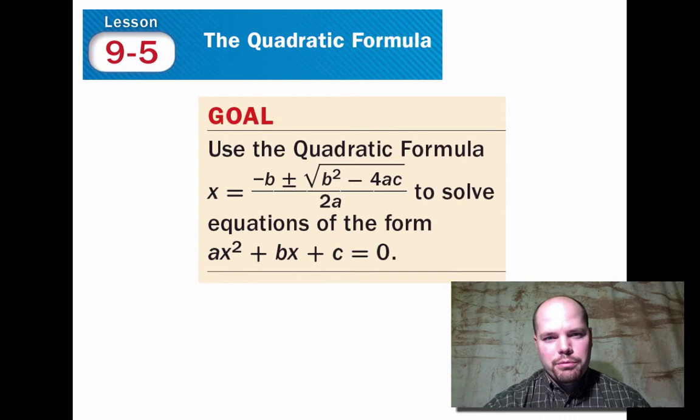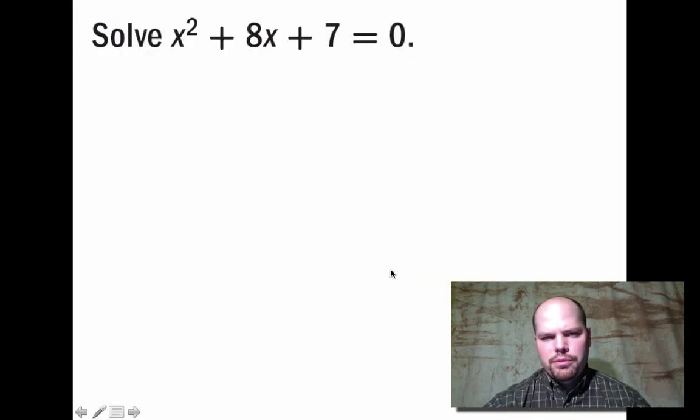In Lesson 9.5 we'll be looking at the quadratic formula. Our goal will be to use the quadratic formula to solve equations of the form ax squared plus bx plus c equals 0. Because if I asked you to solve x squared plus 8x plus 7 equals 0 at this point, you don't have a method for doing that. You'd probably reach for your graphing calculator and look in the table or at the graph, and that would be one method. But we should have a mathematical way.